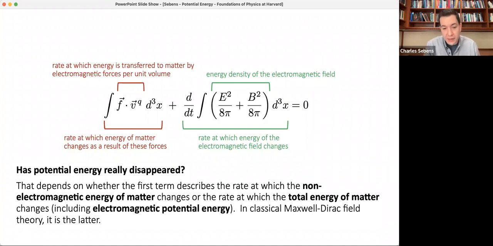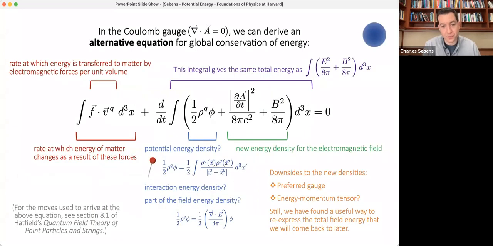If it's the latter, then we can still have electromagnetic potential energy. And I will argue that that is what happens in classical Maxwell-Dirac field theory. So even if we give the electromagnetic field this energy density E squared over 8 pi plus B squared over 8 pi, there still ends up being electromagnetic potential energy that the Dirac field possesses. Okay.